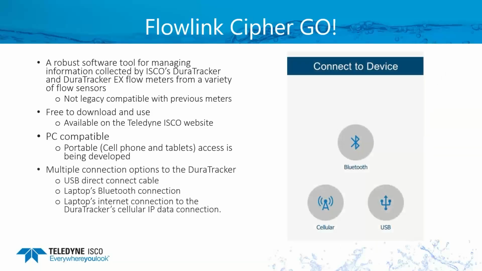Currently with the laptop, however, you do have the USB available as well. So on the Connect screen, you'll have a choice between your Bluetooth and cellular and USB. Again, with a portable device like a cell phone or tablet, you're only going to use the Bluetooth or your cellular connection on those devices. But because you're using a laptop, you have the USB option to use the USB-A or USB-B connector that plugs into the front of the DuraTracker.